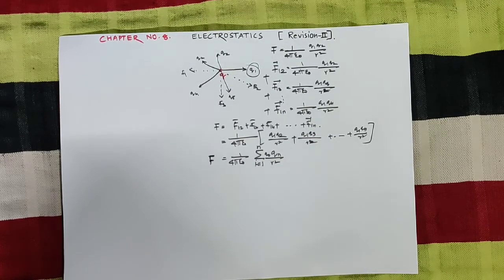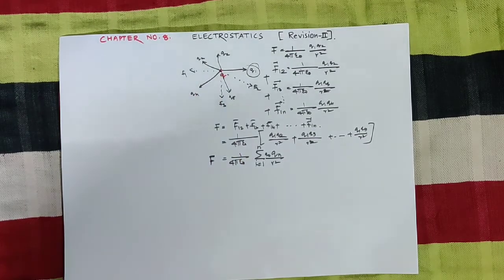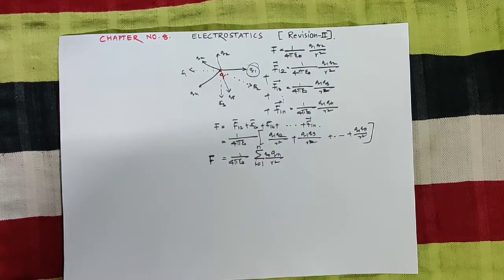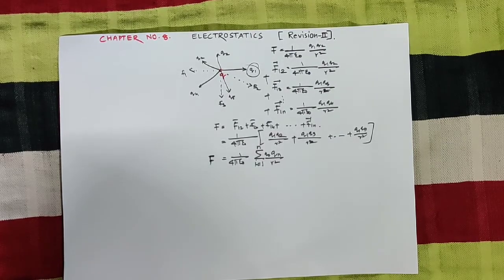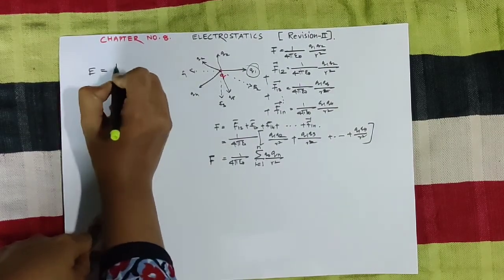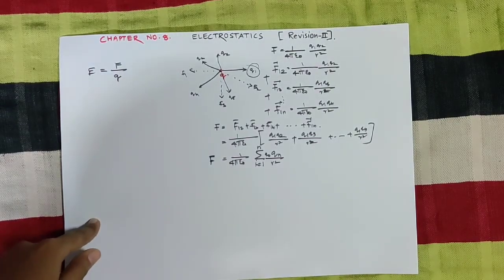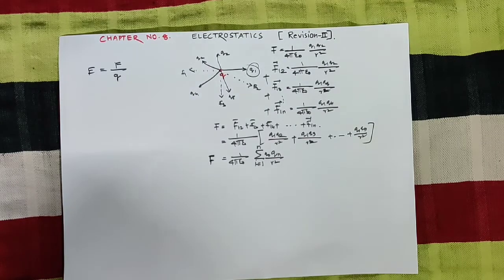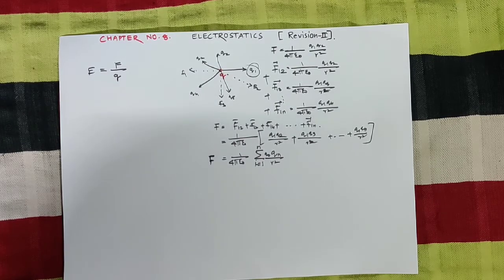So what is the electric field? The simple definition of electric field is force per unit charge. That means whatever force is exerted on a charge, if you take the ratio of that force with respect to the given charge, you get the electric field exerted on that particular charge. So we can write E is equal to force per unit charge, F upon q. And the dimension of E is given by L1 M1 T raised to minus 3 and I raised to minus 1.